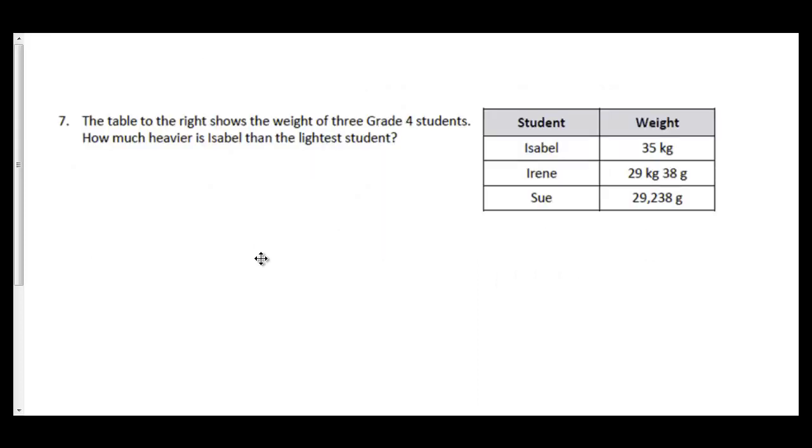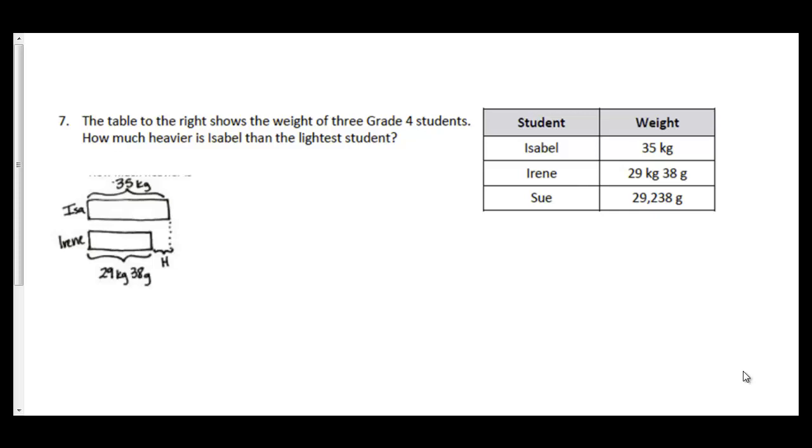Last problem. The table to the right shows the weight of 3 grade 4 students. How much heavier is Isabel than the lightest student? So I want you to stop for a minute and think about what would you draw and what would your number sentence look like and see if you can solve this one all by yourself. When you're ready, you can come back and we'll work through it together.